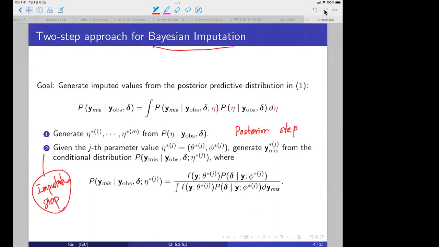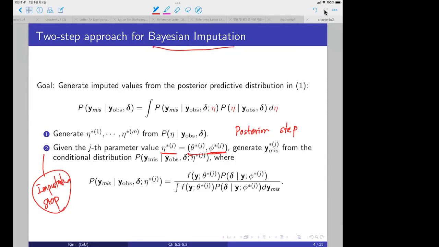So now that we have a posterior value, an imputation parameter generated, we can go ahead and plug it into the predictive distribution. Then the parameters are all known, so you can generate samples using some Monte Carlo method. That's basically the 2-step approach for Bayesian imputation.